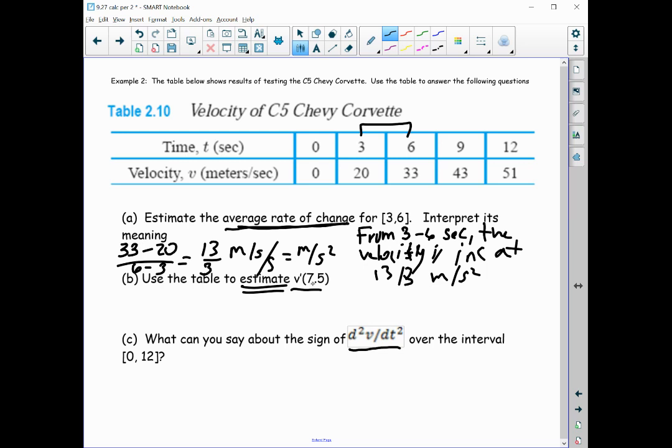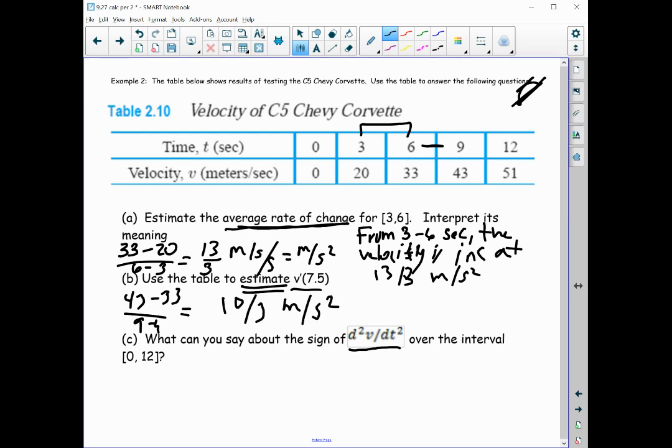So if we want to estimate the IROC at 7.5, I'm going to look. 7.5 would be between 6 and 9. So I'm going to use the AROC to estimate the IROC. And that's legal because if you remember our local linearity conversation, if I zoom into a function, the points right around it are going to be pretty similar to it. As long as it's differentiable, then we're fine there. So we're just going to take the slope between 9 and 6. So 43 minus 33 over 9 minus 6 gives me 10 over 3 meters per second squared.